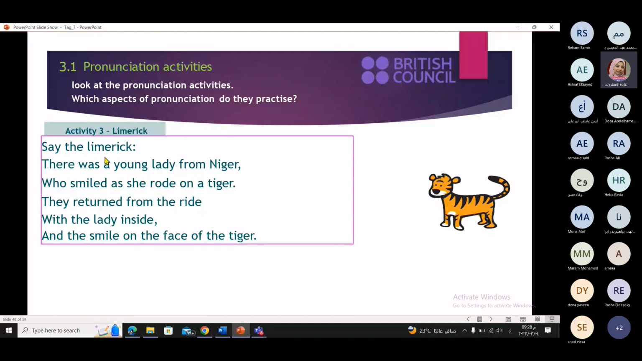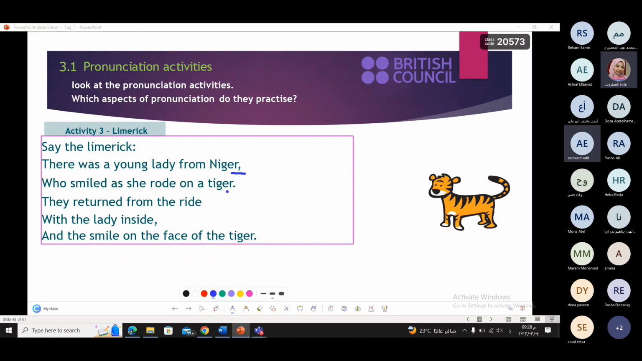So the limerick is a poem that has 5 lines and consists of only one stanza rhyming like this: A, B, B, and A. On page 146, can you see the rhyming here? Niger, tiger, and tiger. And these 2 lines rhyme together inside. So it is A, B, B, and A. This is the rhyme scheme of a limerick.